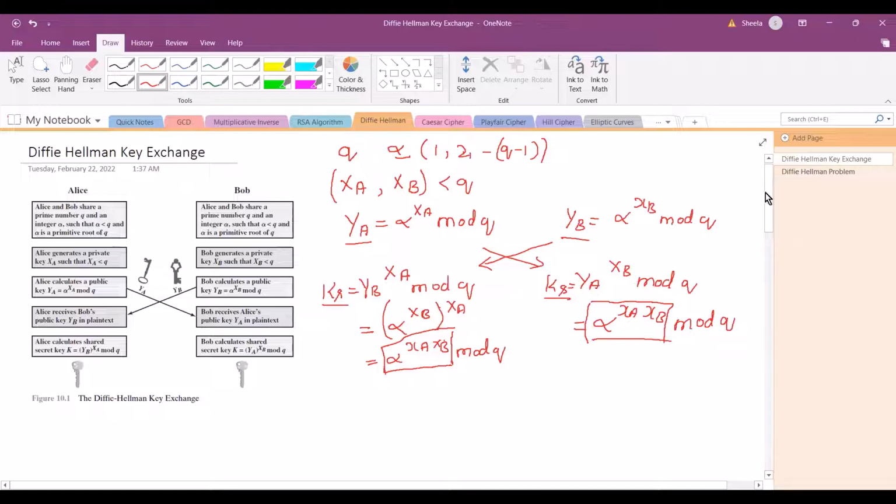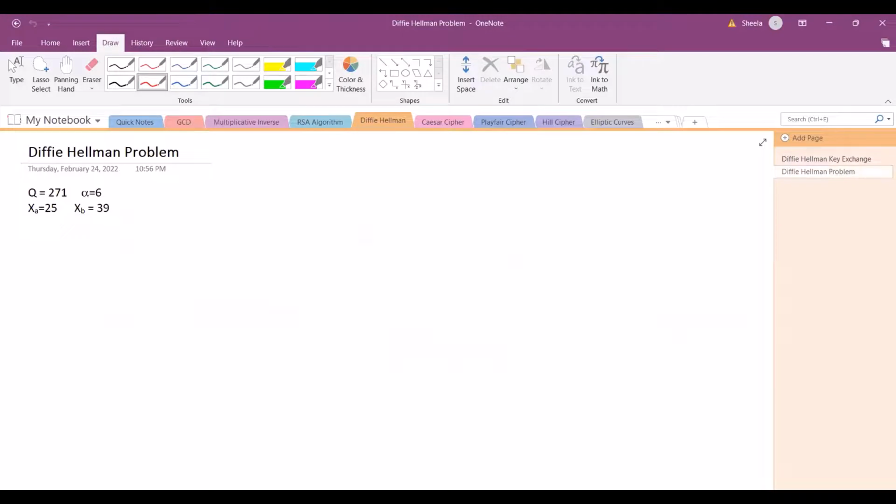Now let me consider a problem on the calculation of Diffie-Hellman key exchange. Let the primitive root be 6 and the prime number be 271, the private key of user A be 25 and the private key of user B be 39. When we calculate the session key, we can consider it in two ways: using one of the public keys and the other private key, or else alpha to the power of both XA as well as XB.